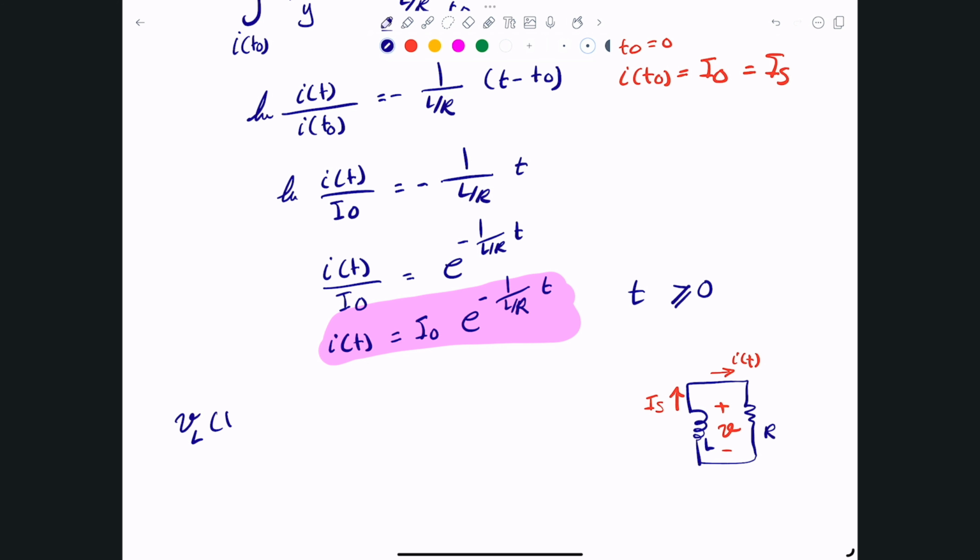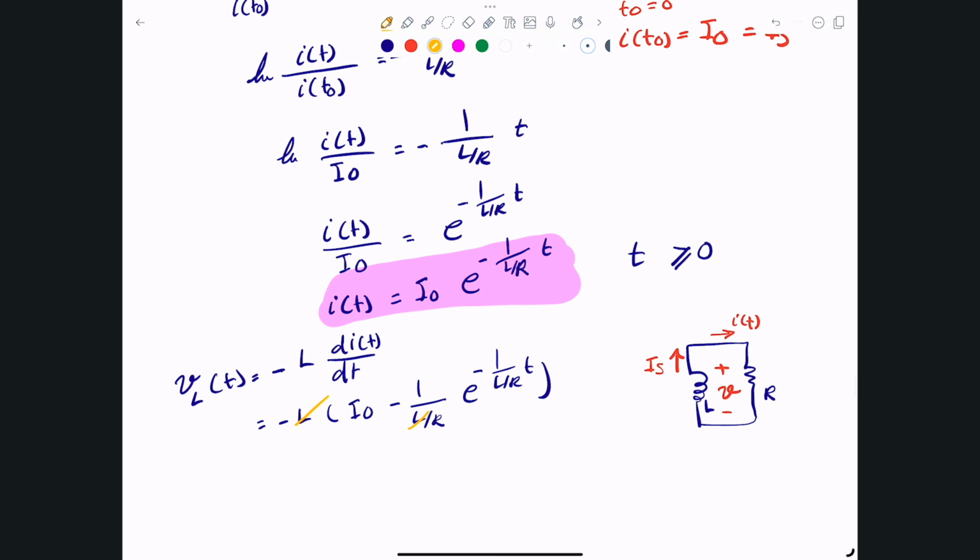So v_L(t) is simply, we know, based on passive sign convention, it has to be negative L di(t)/dt. So that's simply negative L times I0, and the derivative is simply negative 1 divided by L/R, I believe, e to the negative 1 divided by L/R of t. Of course, this here goes with this particular one. So let me just do that.